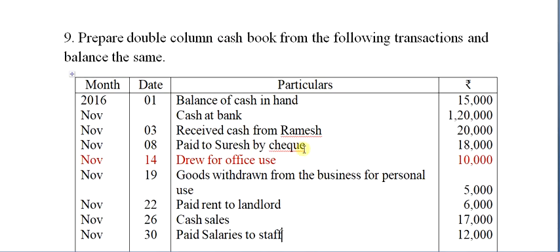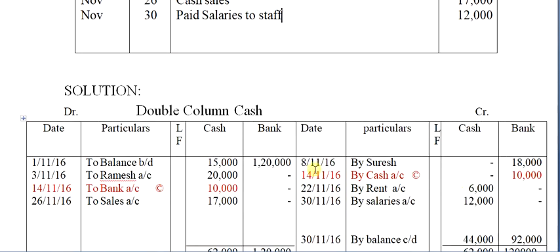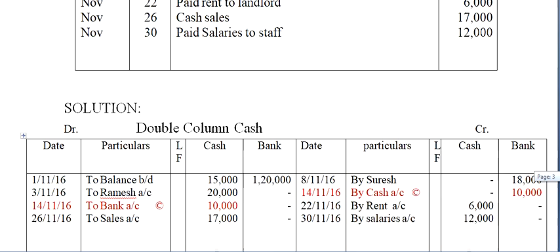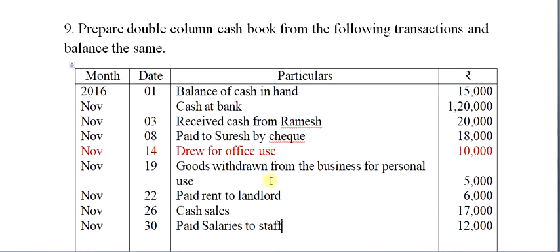November 8, paid to Suresh by check 18,000. When we pay through check, what happens? Our bank balance reduces. How much does it reduce? 18,000. On 8/11/2016, by Suresh account, how much does the bank balance reduce? 18,000, my dear students.